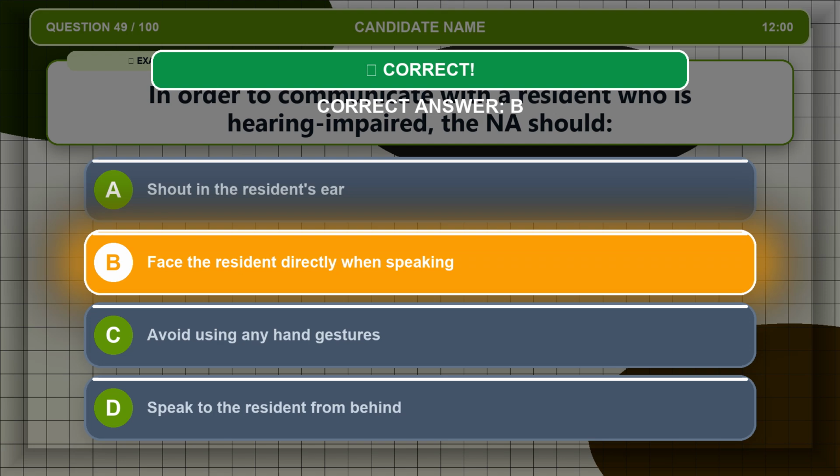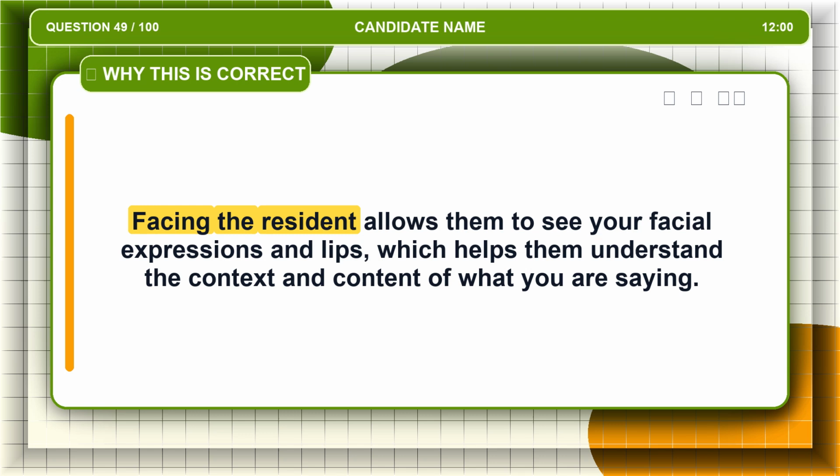The correct answer is option B. Face the resident directly when speaking. Facing the resident allows them to see your facial expressions and lips, which helps them understand the context and content of what you are saying.